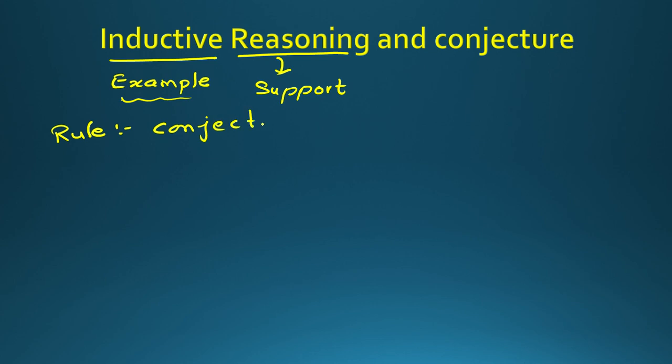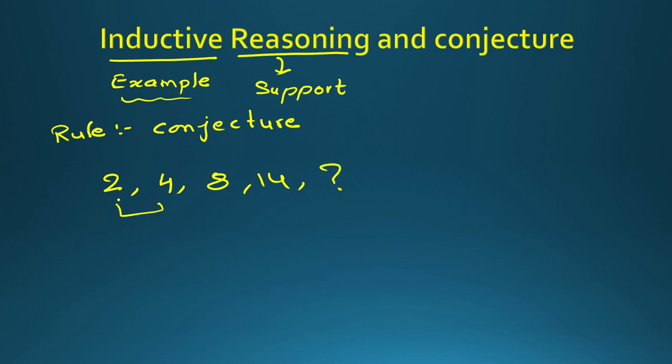And what is inductive reasoning? Inductive reasoning means considering various examples for a particular question or pattern. When we consider so many examples, that is called inductive reasoning. For example, we'll start with a simple number sequence: 2, then 4, then 8, then 14. What is the difference here? The question is, what will be the next number?